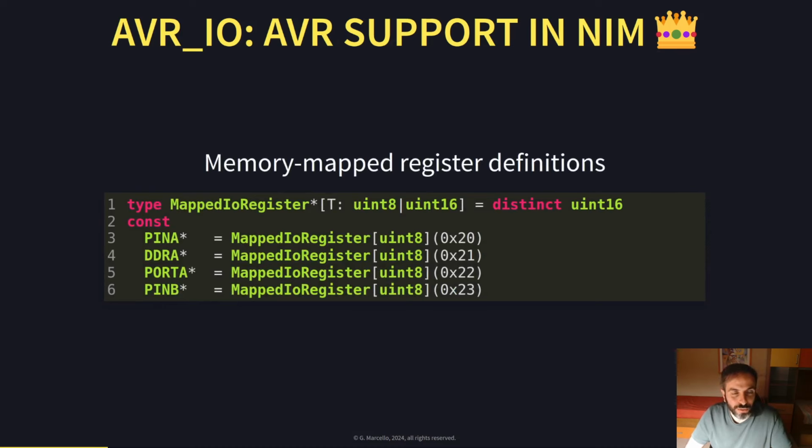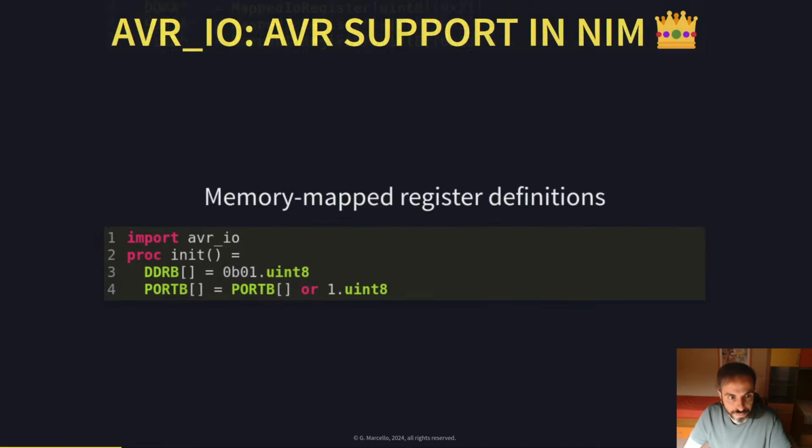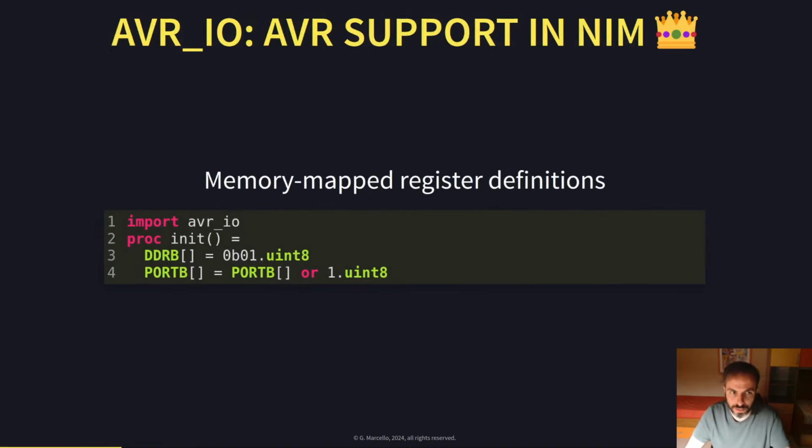The first and most important thing, which is what I started with when writing this library, was that I wanted to offer memory-mapped register definitions for your microcontrollers. Here you can see how I would define this at the library level. Whenever you set up your project with a specific microcontroller, you have access to all the registers defined for that microcontroller to use in your code. And you would use it like this.